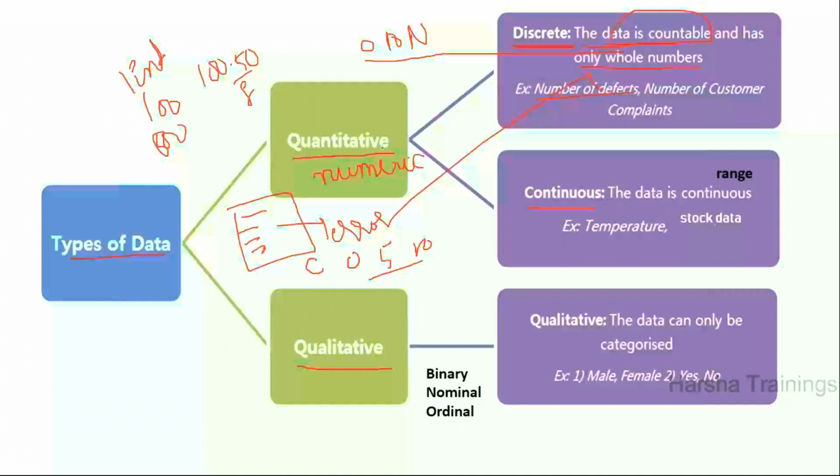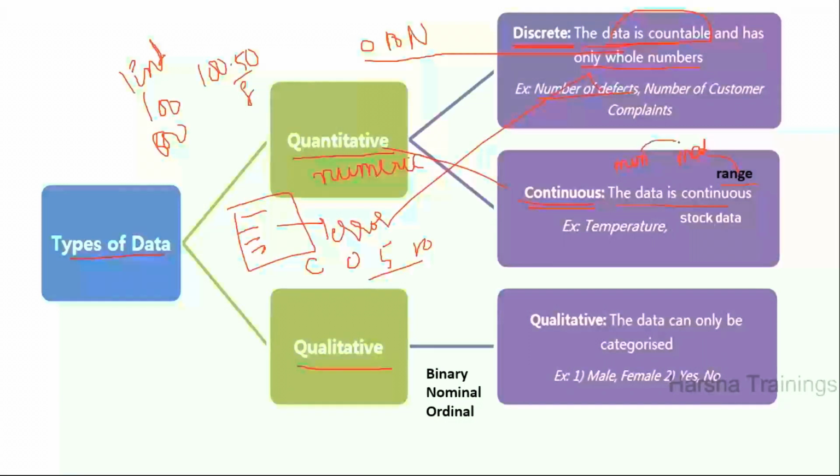Now another kind of representation of quantitative data is called continuous. Here the data is represented in the form of a specific range. What is the meaning of range? It has two values, a minimum value and a maximum value.